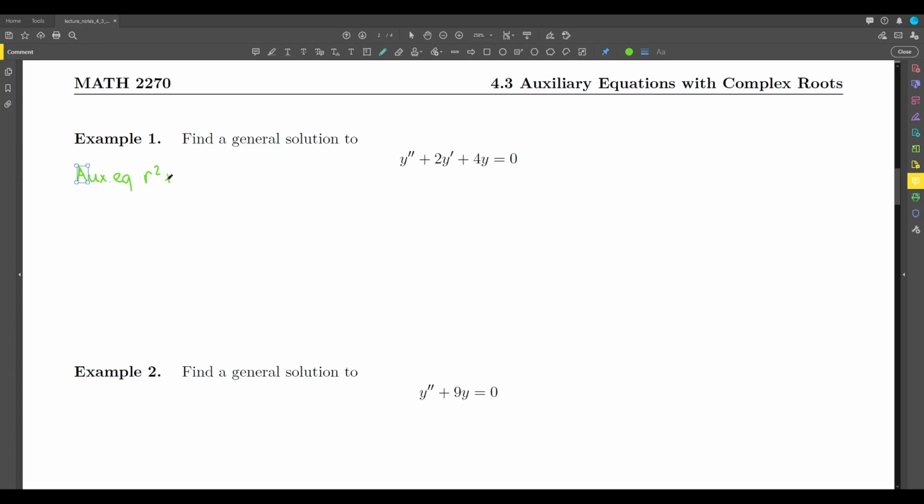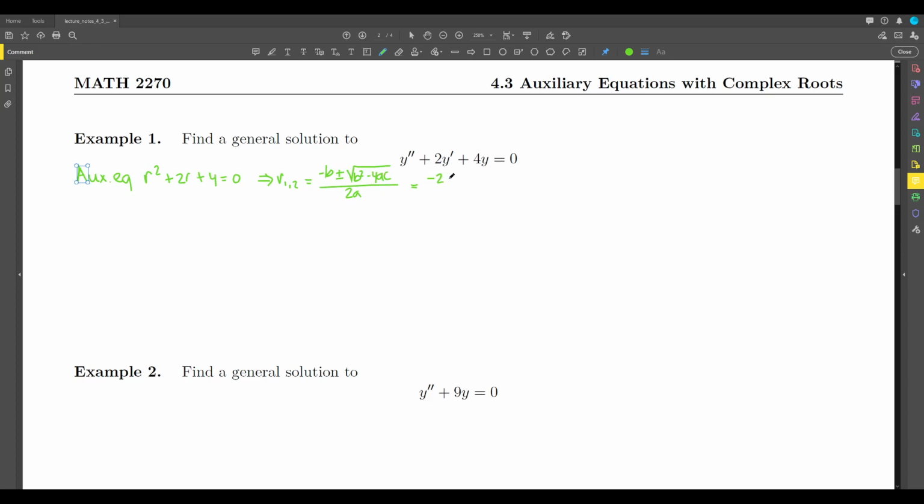So first thing we do is write down the auxiliary equation for this differential equation, which is given by r squared plus 2r plus 4 equals 0. Now, we're going to use the quadratic formula to solve this, and the quadratic formula is given by negative b plus or minus the square root of b squared minus 4ac all over 2a. And in our particular example, b is positive 2, a is 1, c is 4.